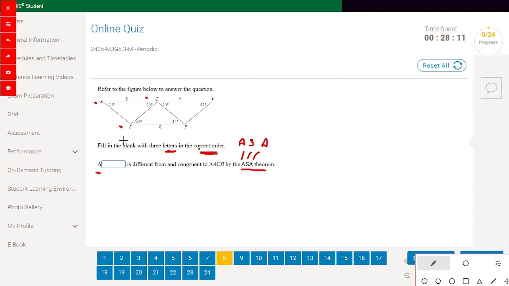Let's see here. Now I have angle A is congruent. Angle A, this is a side, this is an angle, and the side AC is 8, and the angle is 45. So let's see which triangle has the same thing here. Now I have here 45, 45, and 8. This one is 44 and 45. So this triangle will not be congruent.